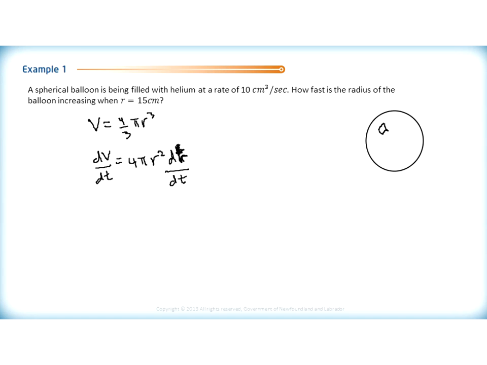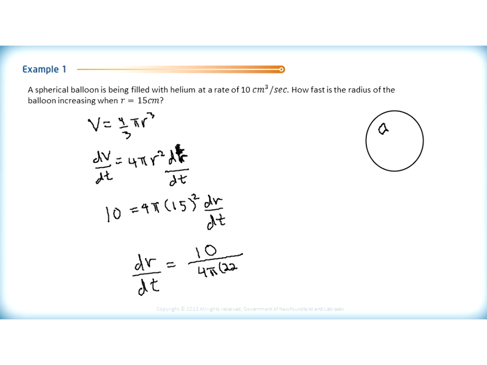So we want to know how fast is the radius increasing. If dV over dt is positive 10, we have 4 pi times the radius squared, so that's 15 squared, and we multiply by dr over dt, and that's the thing we're looking for, dr over dt. So we're going to work this out to say dr divided by dt will be equal to 10 divided by 4 pi times 15 squared, which I believe is 225.